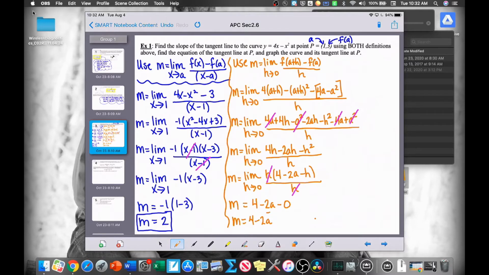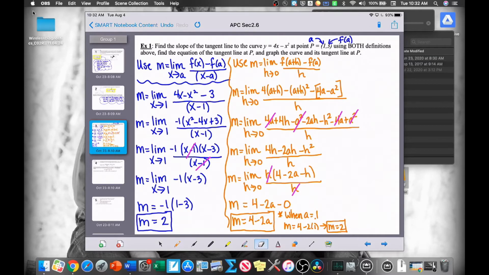Now, this gives us an equation for slope at any point x equals a on our curve, which is very useful if we wanted to find the slope of the tangent line at multiple locations on our curve. But for this particular problem, when a equals 1, my slope is going to be 4 minus 2 times 1, which means my slope is going to be 2, which is the same answer that I got using the first equation. That should always be true.